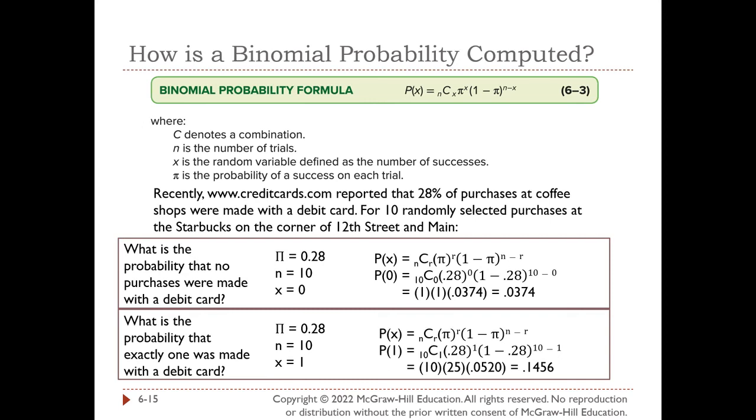Recently, www.creditcards.com reported that 28% of purchases at coffee shops were made with a debit card. For 10 randomly selected purchases at the Starbucks on the corner of 12th Street in Maine, what is the probability that no purchases were made with a debit card? X is going to equal 0. Again, that's the number we wish to find.